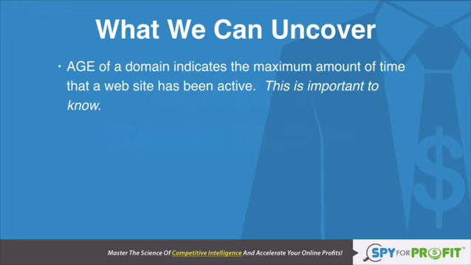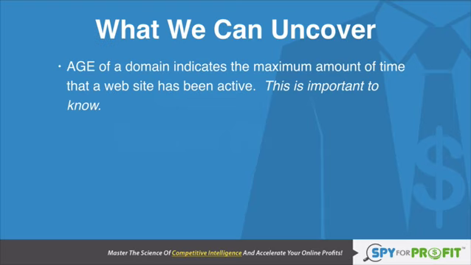The first thing we can figure out is the age of a domain name, and it indicates basically the maximum amount of time that a website could have been active. So however long the domain's been registered, that's as long as the website could have been active on that domain. Obviously, it doesn't show us the minimum amount of time because they could have had it registered 2 years ago and only set up a website last month. So we don't really know how long it's been used, but we can tell at least what the maximum amount of time is.